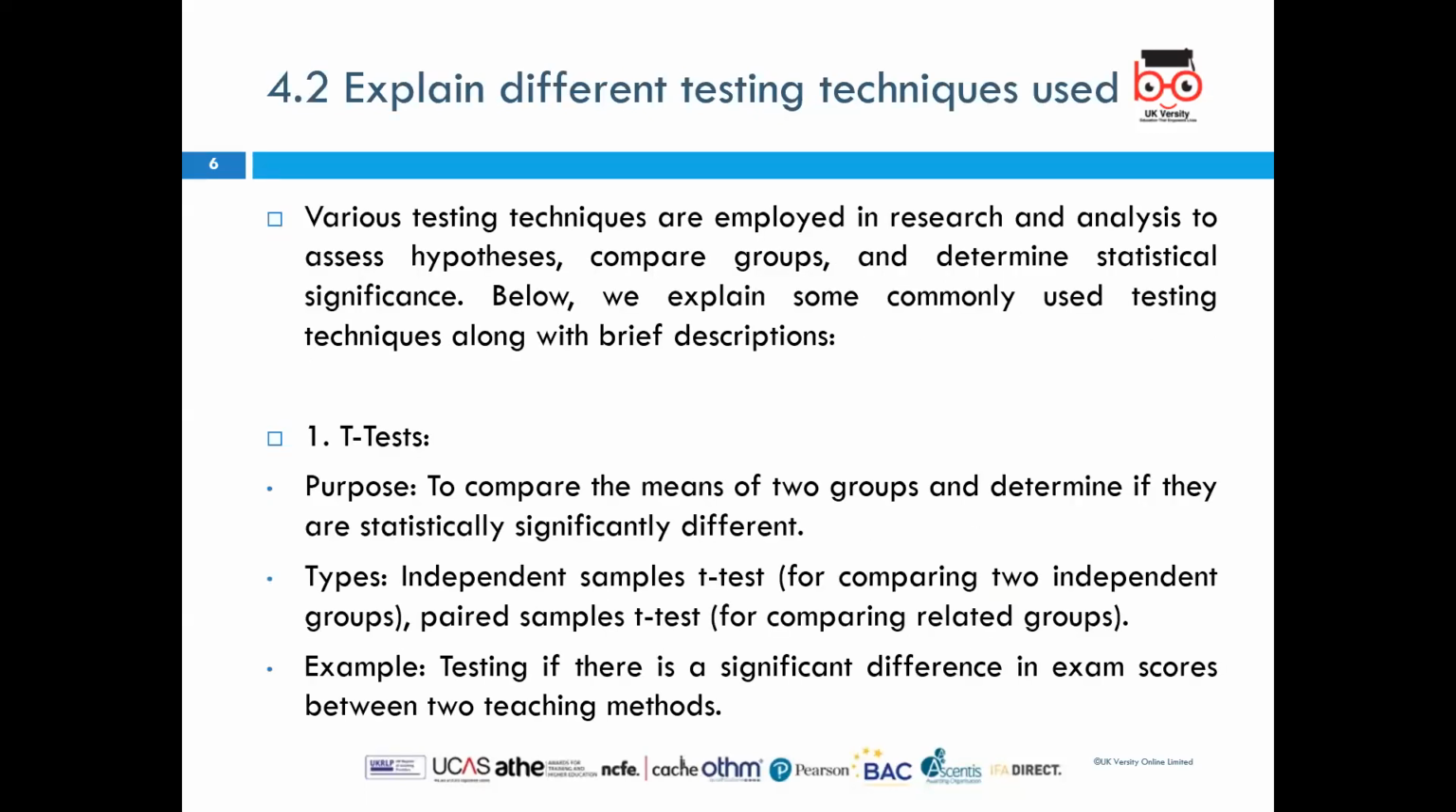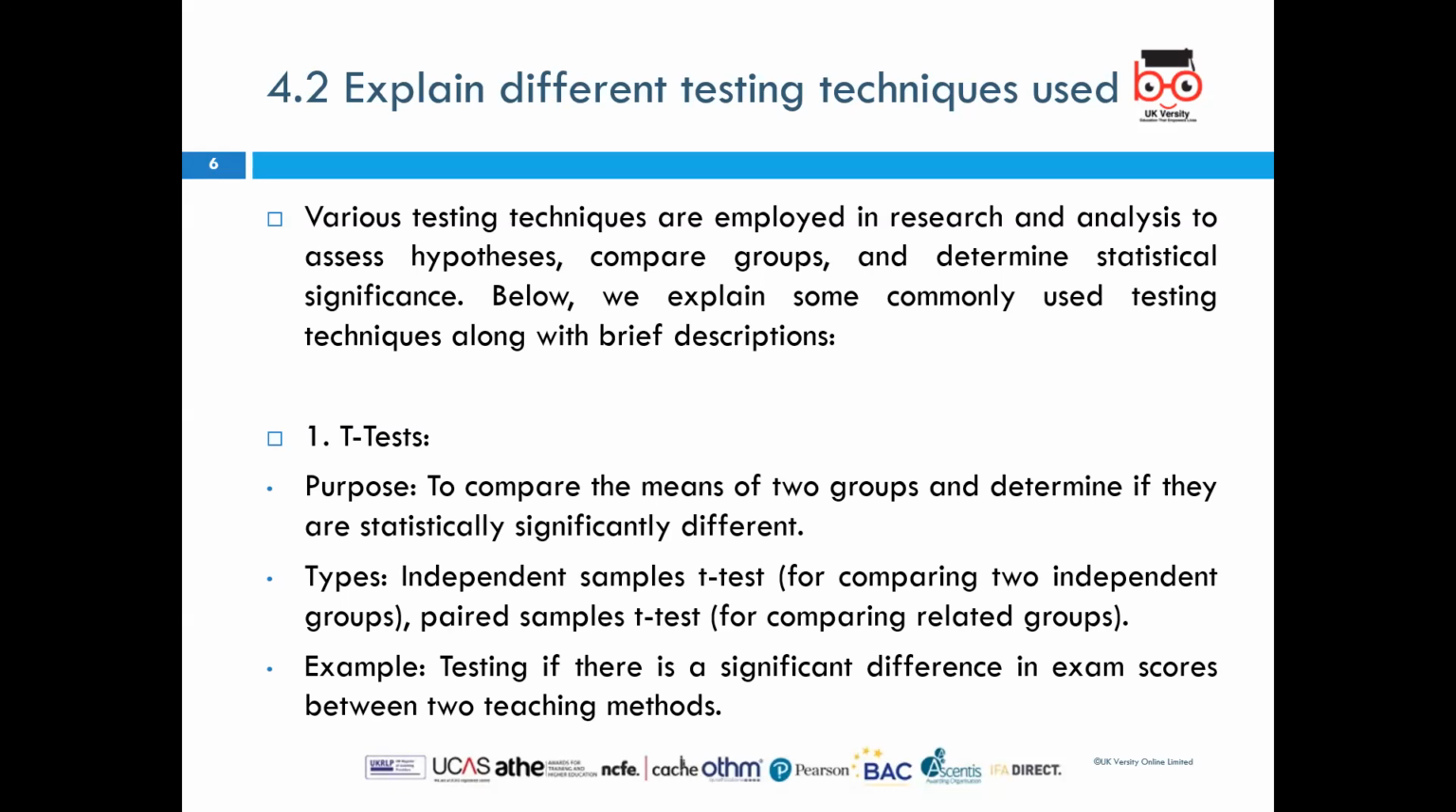Next, we look into the different testing techniques and data analysis techniques which are used in statistical tests. So the first one is the t-test. So a t-test is basically used to compare the means of two groups and determine if they are statistically significantly different. For example, if you have one group of population from Manchester and one group from Liverpool, and you want to see how interested they are in cricket or football, and whether the means of the two groups are different, that is one example where you can use the t-test.